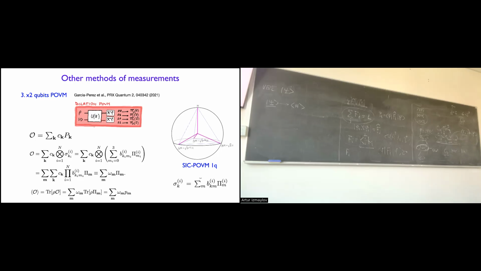Now, okay, so this is the basic idea of POVMs that are so-called informationally complete. There is also the word symmetric: symmetric informationally complete POVMs. These are POVMs such that if you measure all of them, it will allow you to reconstruct the state. Okay, so that's the idea.